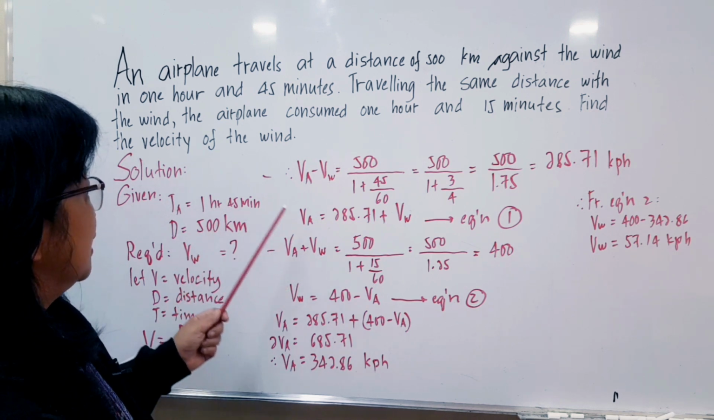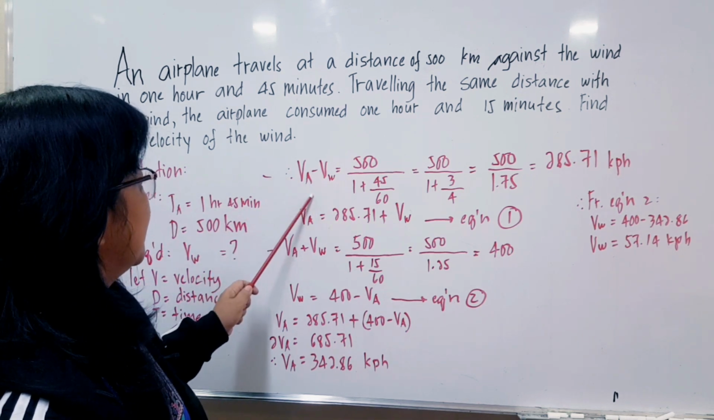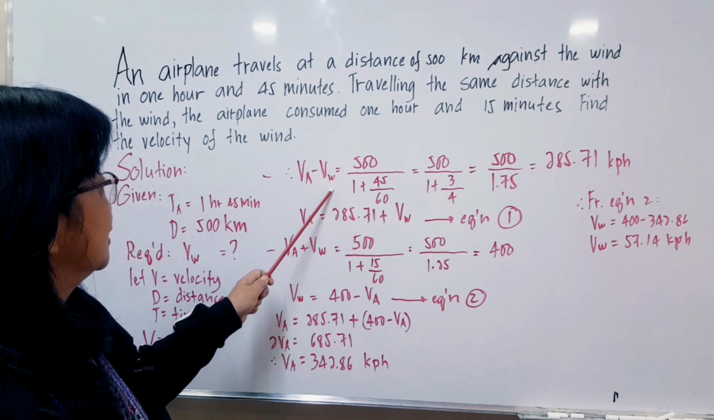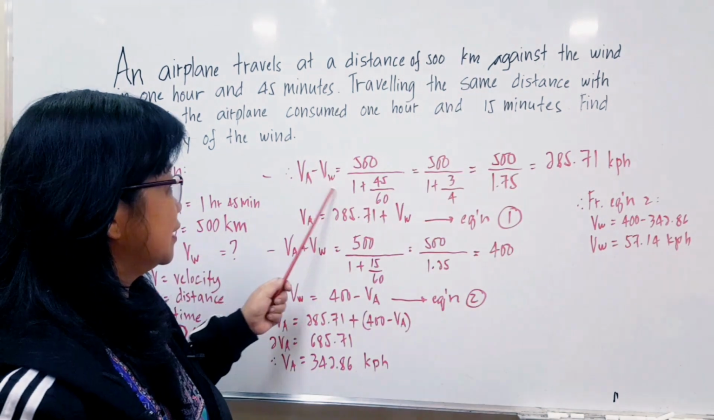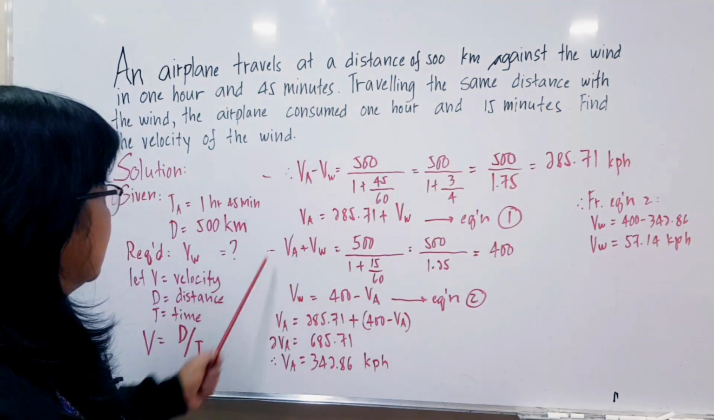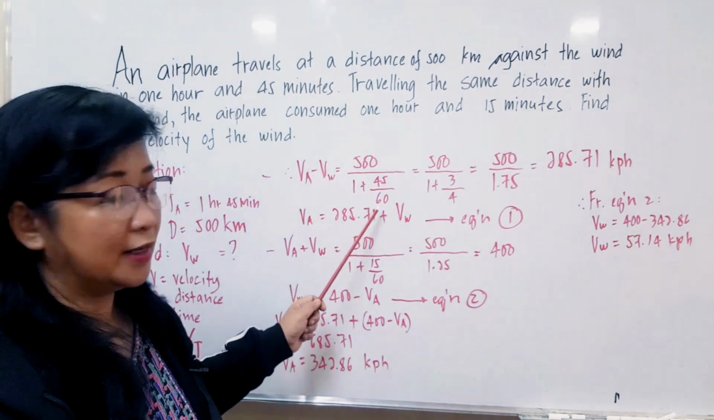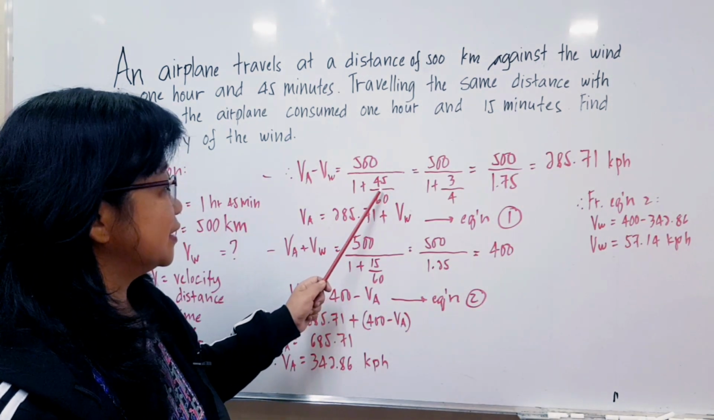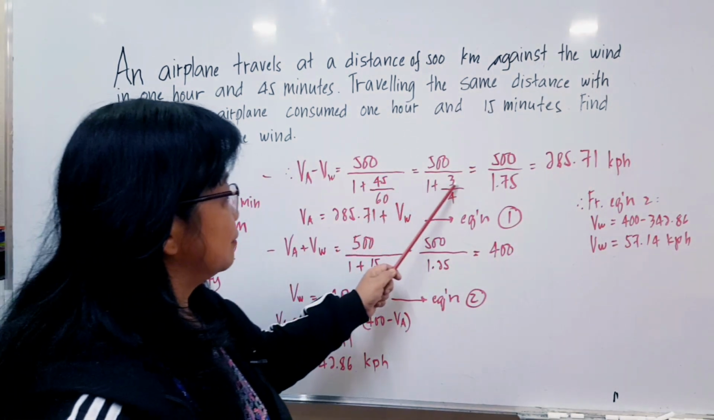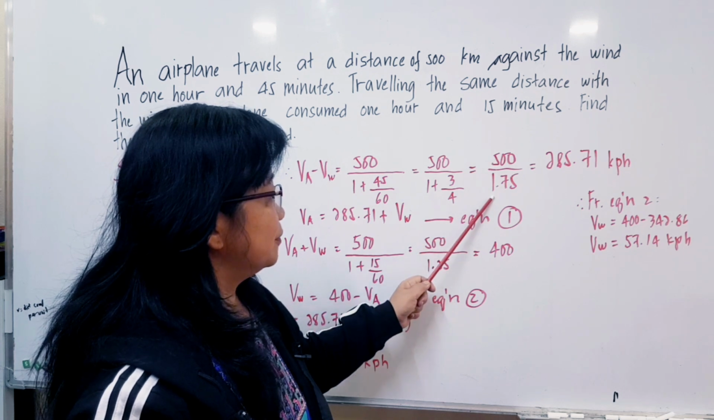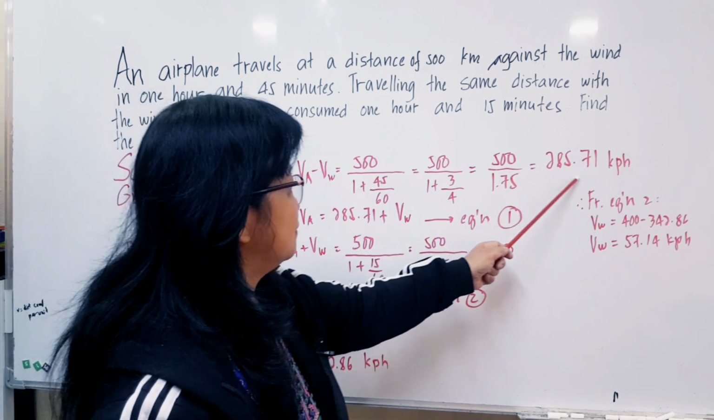So, now, here we have to see the velocity of the airplane minus the velocity of the wind. Bakit minus? Dahil nagkasalungat sila eh. So, equal to the distance covered, which is, they have the same distance, which is 500, and the time, which is 1 hour and 45 minutes. So, convert it to hour, you have to divide it by 60. Now, simplifying this one, 500 over 1.75, therefore, is equal to 285.71 kilometer per hour.